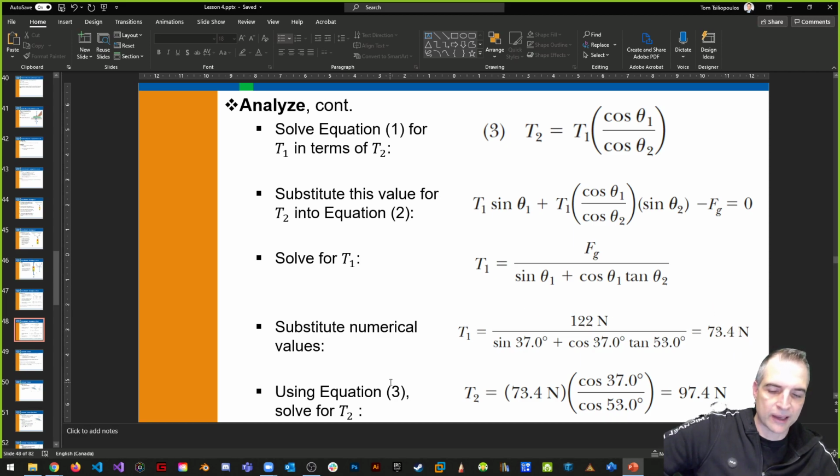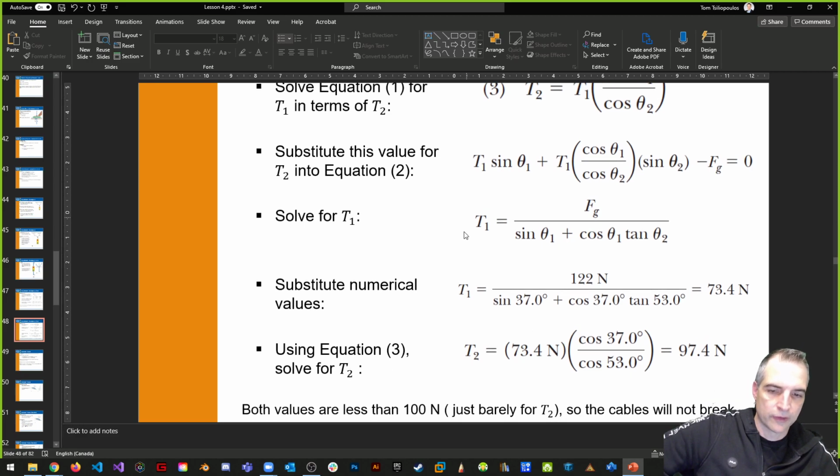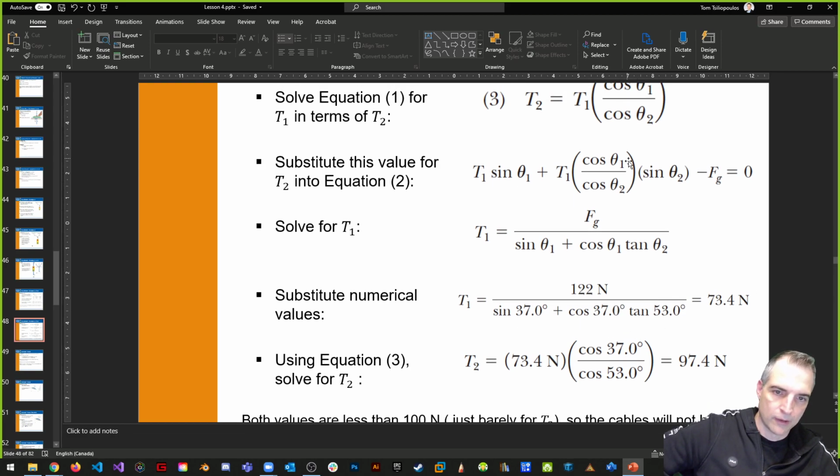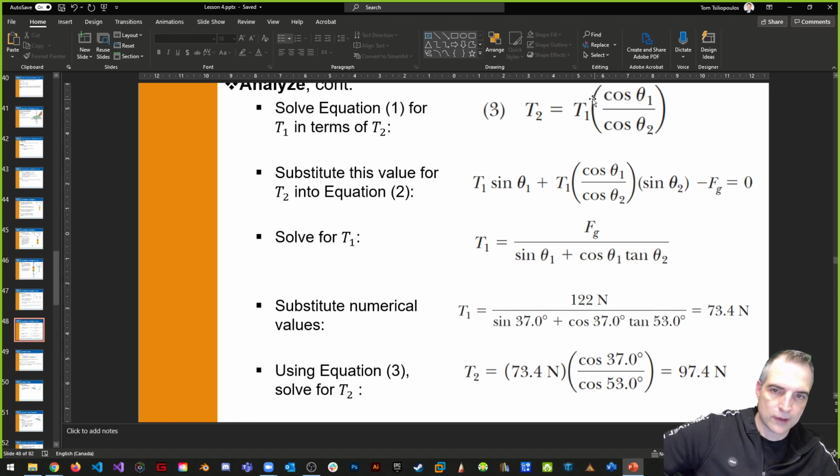Now we sub it back into the other equation that we had before. So we say T2 then is, we substitute T1 where it was. We put in 73.4 newtons. Look up here. If I take 73.4 newtons and put it back wherever we see T1, we can isolate for T2. Again, it doesn't matter which one you isolate, T1 or T2, but you want to get one equation in terms of the other one.